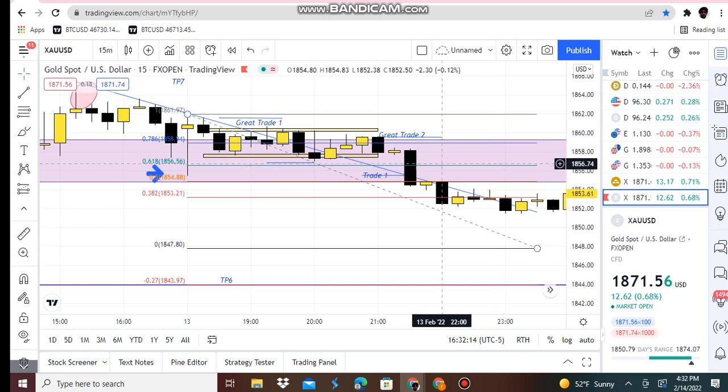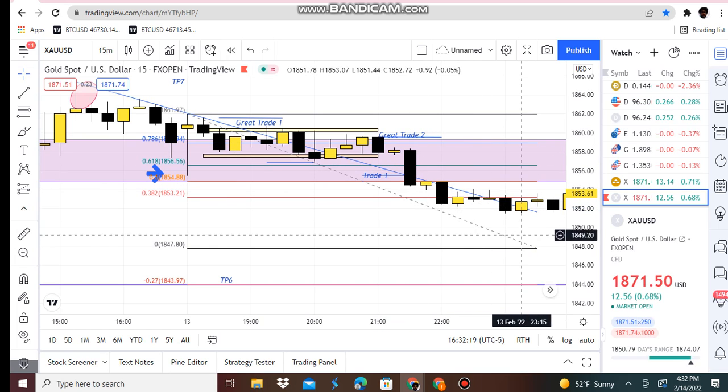We got out as we saw price starting at the 0.382 level. It stopped making black candlesticks, and the black candlesticks stopped getting larger and larger. We thought the black candlesticks were going to get larger and larger all the way down to take profit 7, as that's what we were predicting.